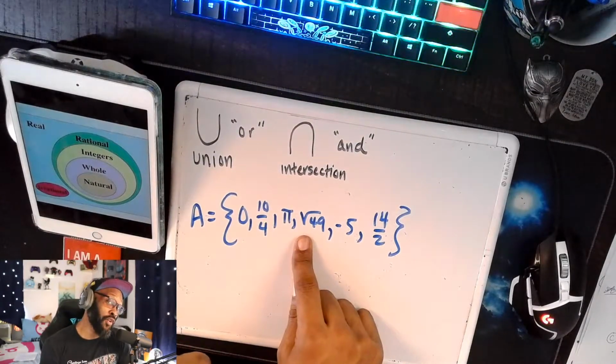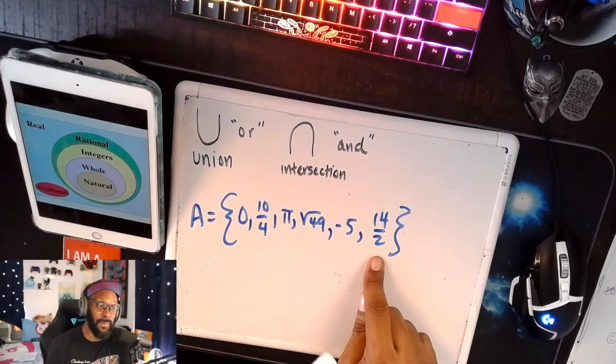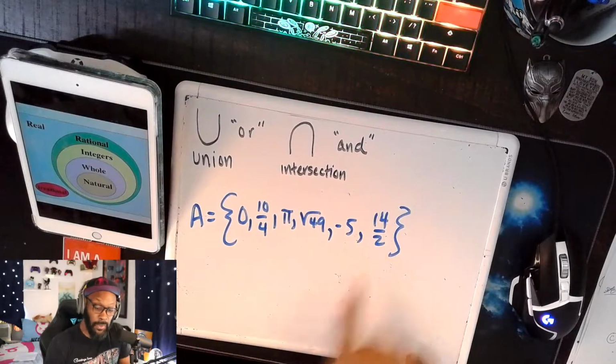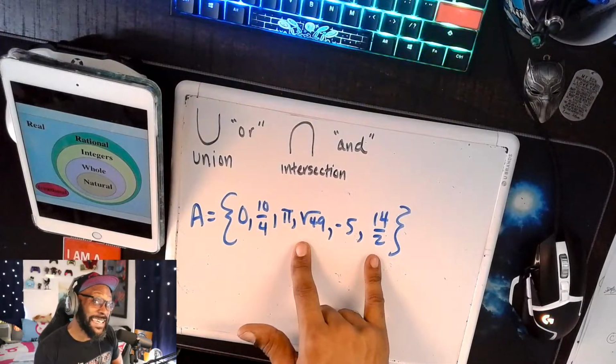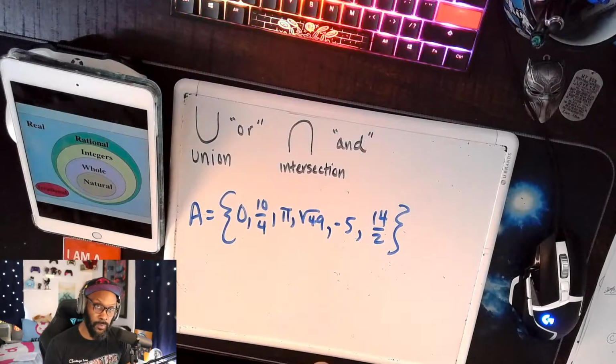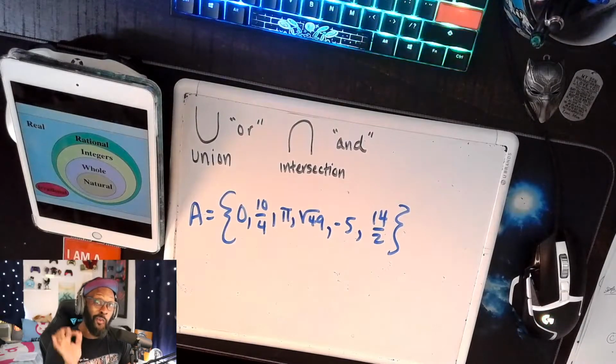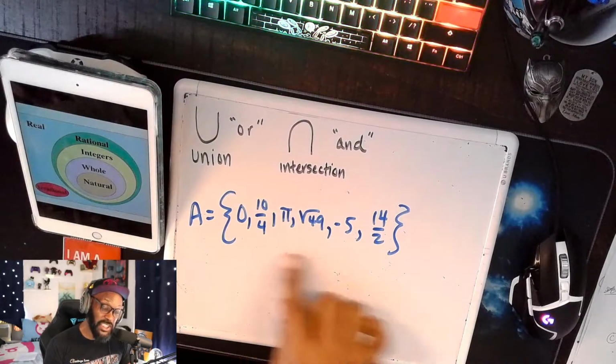Right? Square root of 49 is 7. That's a whole number. 14 divided by 2 is 7. That's a whole number. Even though I've presented it like this, don't fall for the okie doke. Don't. Right? Pi, irrational. Which one would be rational? R. Which one would be, Q. Which ones would be rational?